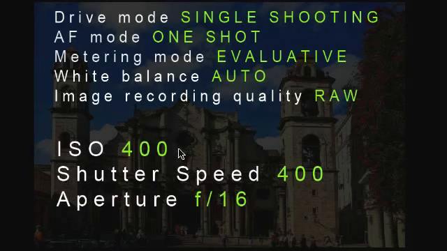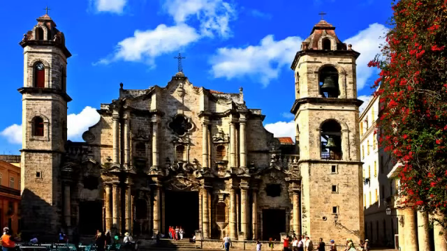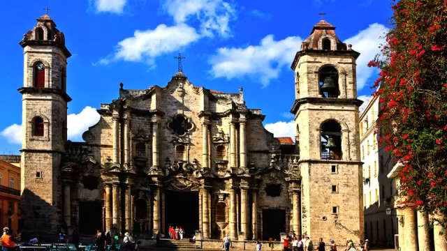Then ISO to 400 because I know with my camera I'm not going to get a lot of noise at 400. I set shutter speed to 400 because I know that I can hold my camera steady at 400. And then aperture 16 in order to get everything sharp right from the front all the way to infinity. I focused about here and then simply recomposed and took the shot. And here it is. As you can see, everything is clear and sharp, right from the flowers in the foreground to the clouds in the background. And that's what f16 got me.